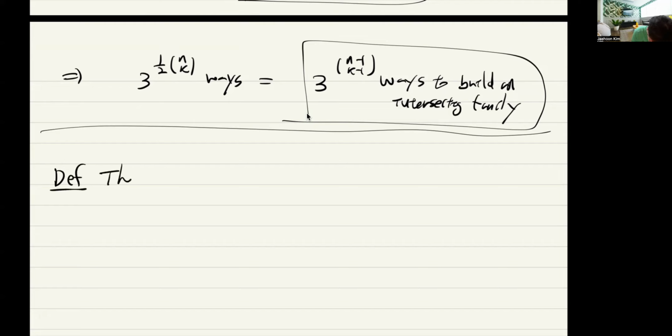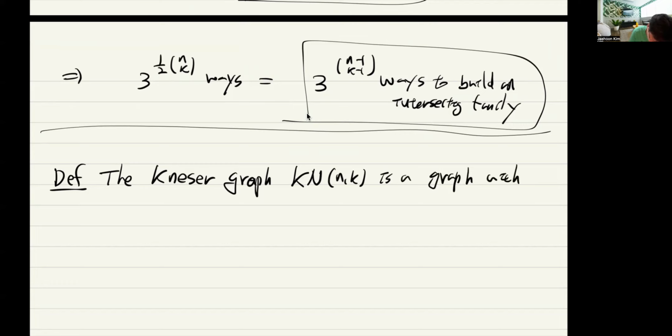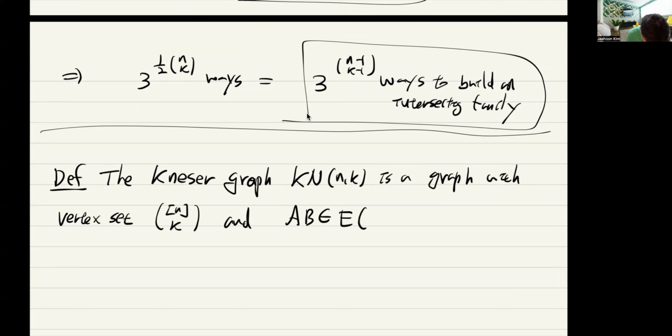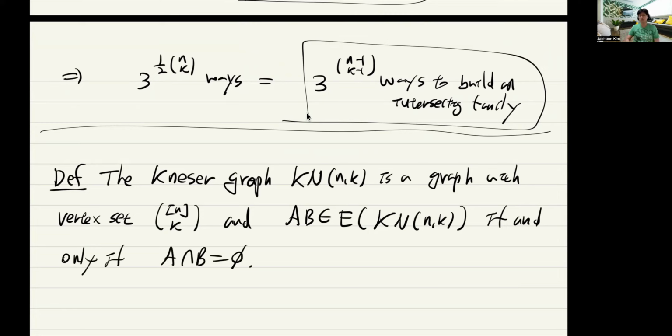So the Kneser graph, let's write K(n,k), is a graph with the vertex set being all possible subsets of size k of the bracket n, and two vertices, two sets, are adjacent if and only if they are disjoint. So when they are disjoint, you add an edge between them. Otherwise, you don't.